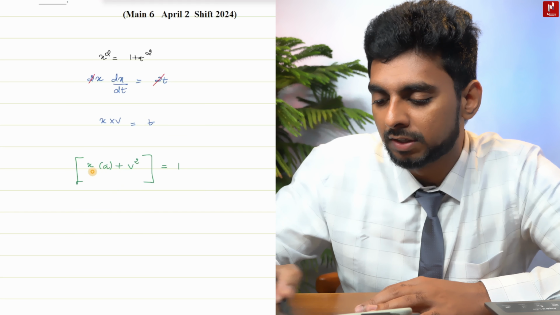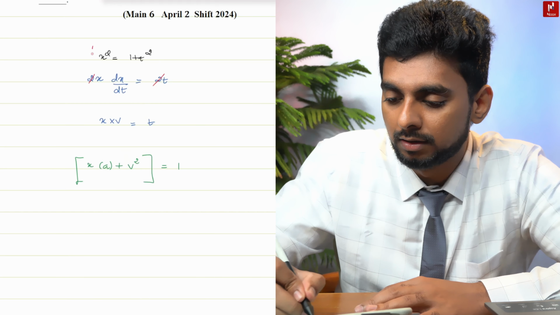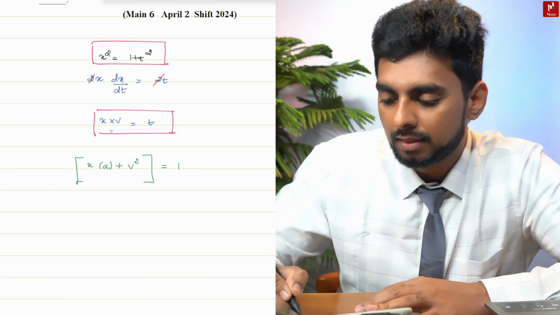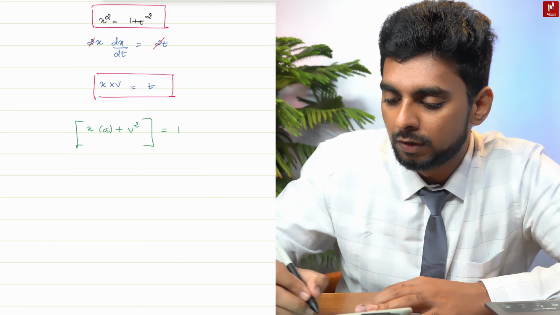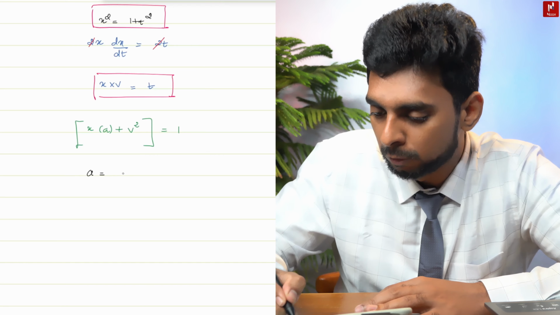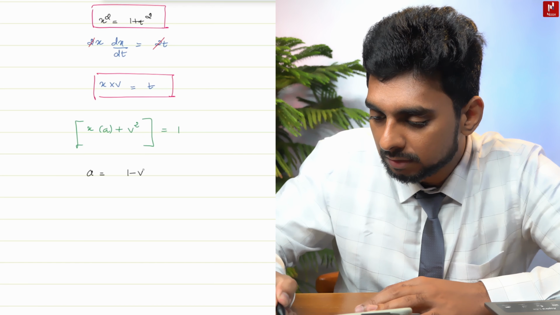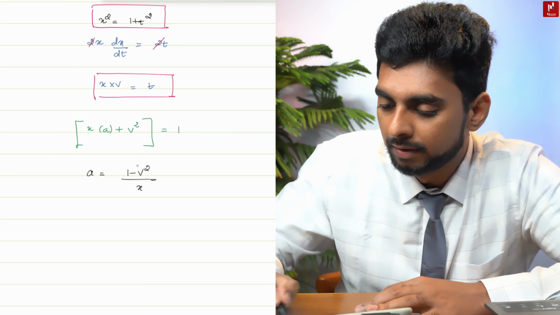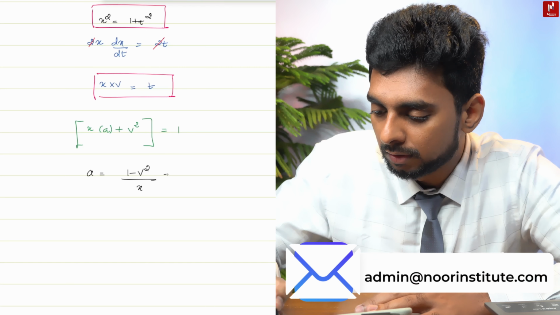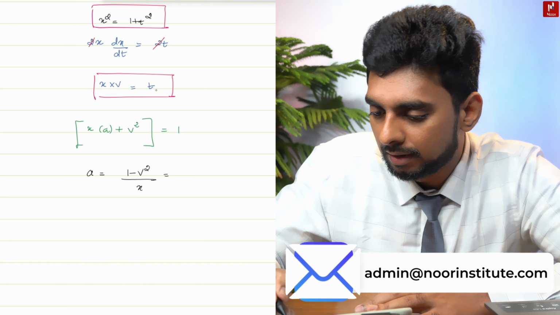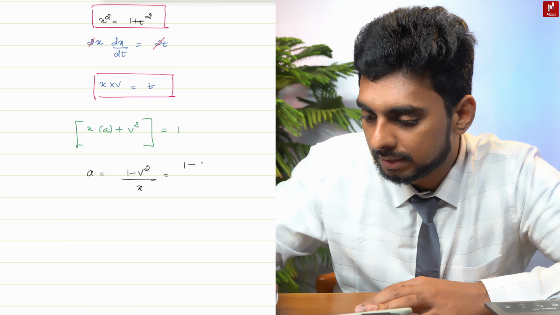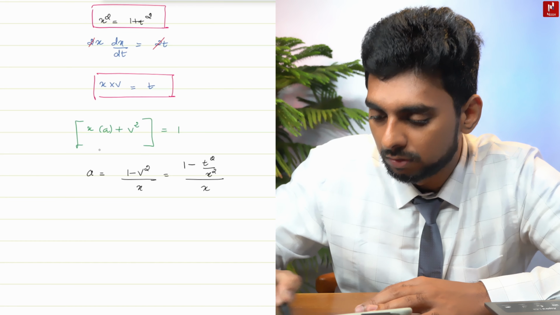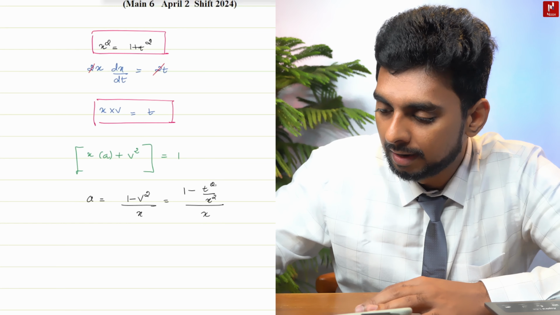Anyway, first let me rearrange this one. The equations I need to solve this are the first equation given in the question, the first differentiated equation, and the second differentiated equation, which I have to rearrange. If I rearrange that one, I'll get a equals 1 minus v square divided by x. For the v, I have to substitute v equals t divided by x, isn't it? So you would get 1 minus t square divided by x square, all divided by x. So this gives me the relation between a, t, x.